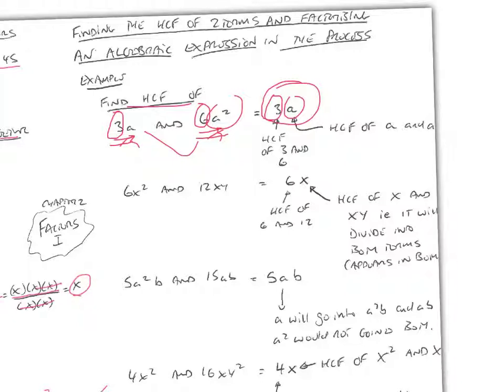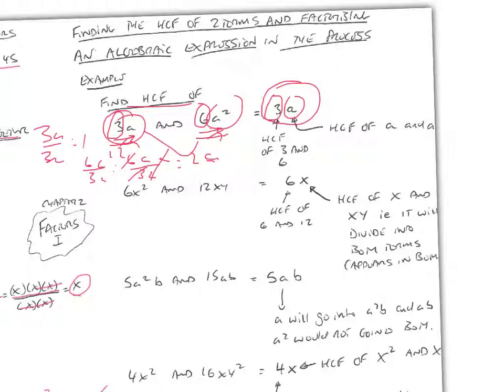3a will go into 3a once. So if I say 3a over 3a, that's once. And 3a will go into 6a squared. So if I do 6 by a by a over 3a, it will go into 6a squared twice, 2a times. Okay, but we're not going to go there yet, but just so you can see what's going on.